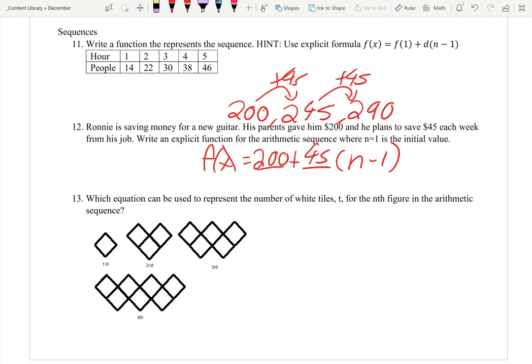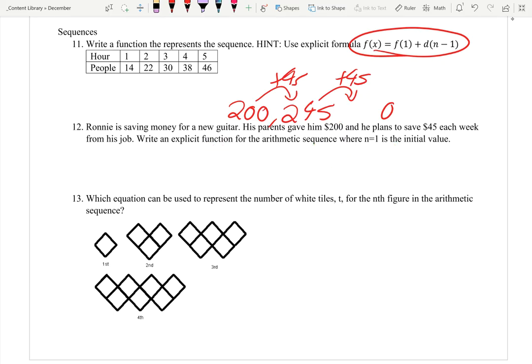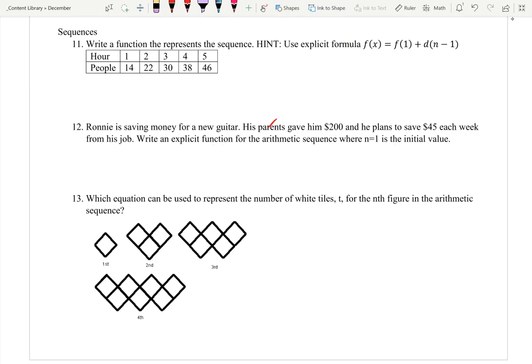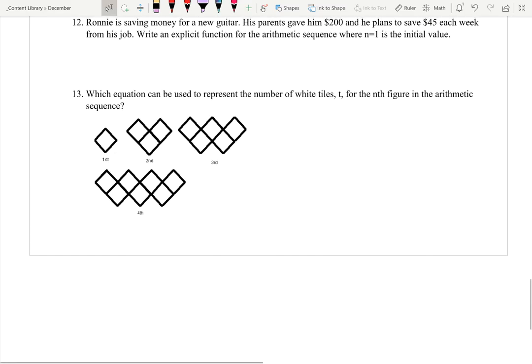Just worry about the fact that it's the explicit formula, right? F of x equals the first term plus the common difference times n minus 1. Remember that formula and remember how to plug those numbers in, or where those numbers go, what they mean. Okay? That's all we're doing. Piece of cake, right? Let's hope. Okay, great. All right, and then number 13, last one.